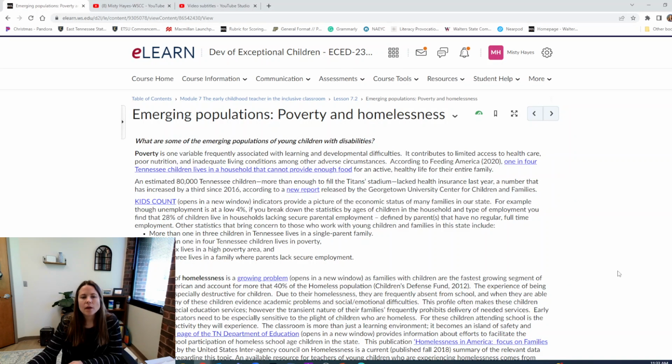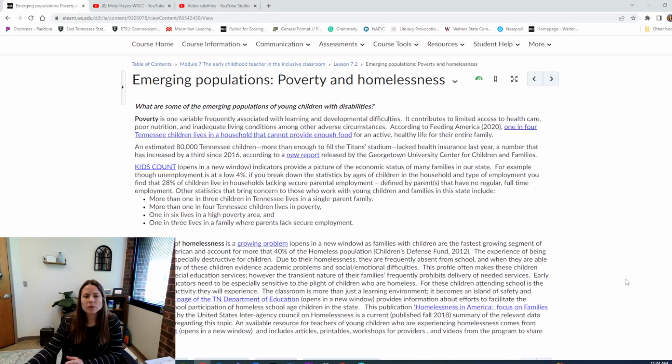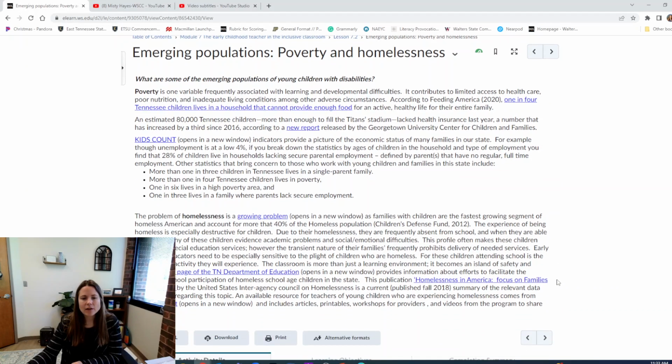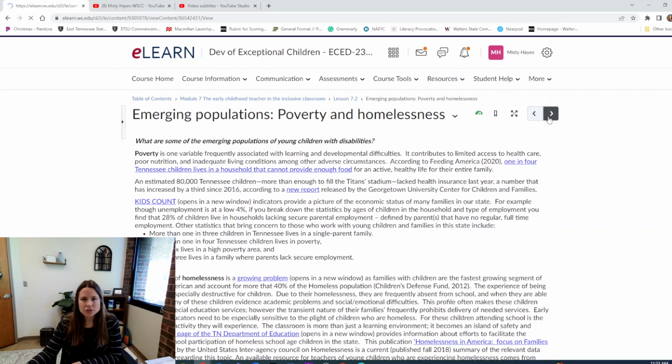Okay, so when we're going to talk about diversity, we're also going to be talking about poverty and homelessness and how is that affecting? And we're really going to be focusing on Tennessee, in the state that we live in, and also in American homes today, that this is a problem and it's a growing problem. So I want you to read that section.